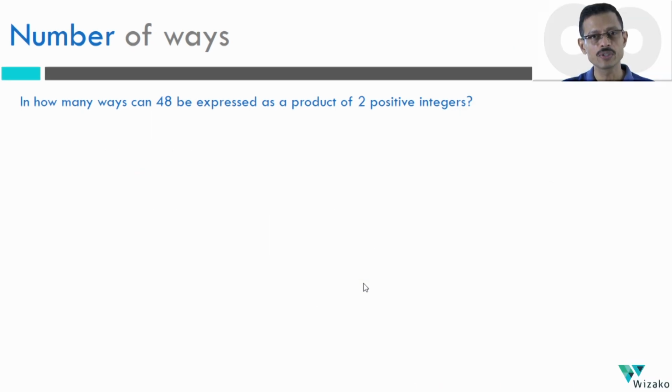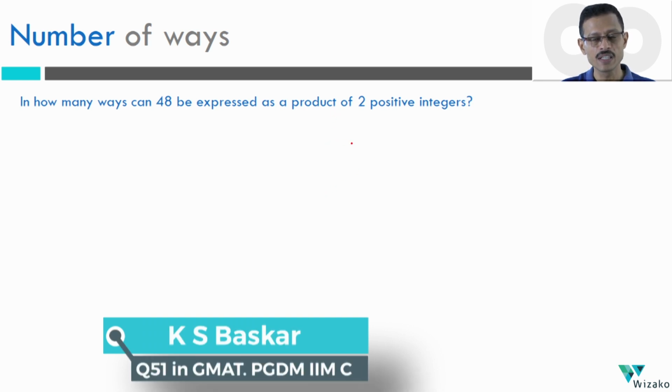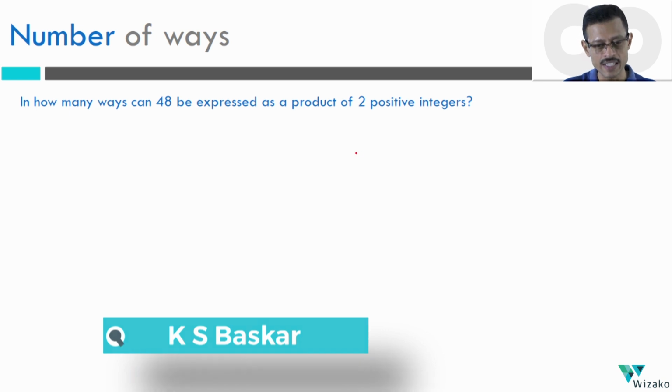In the last video, we found out how to compute the number of factors for a number. Extending that logic, this could be another kind of question which will ask you to find out in how many ways can you express a number as a product of two numbers. Let's quickly run through this question.